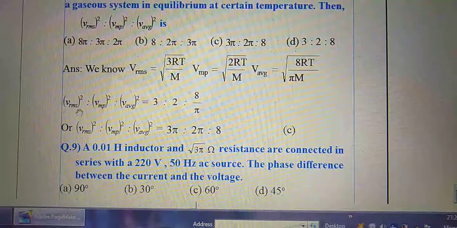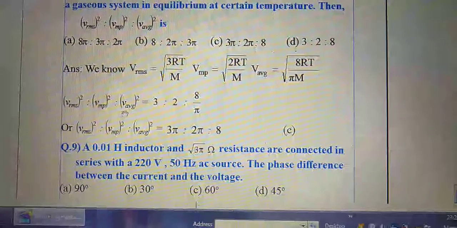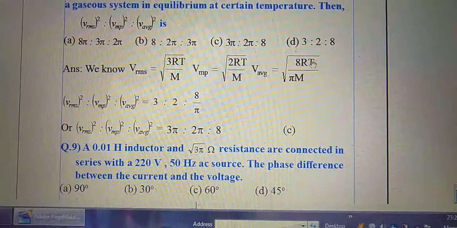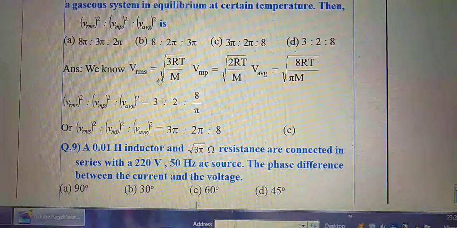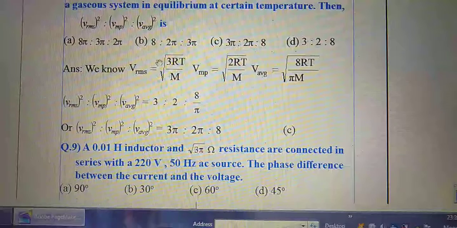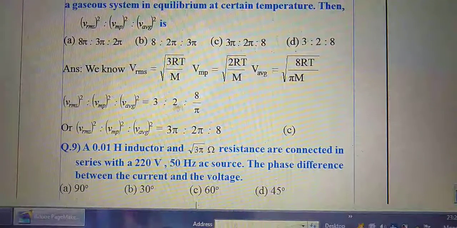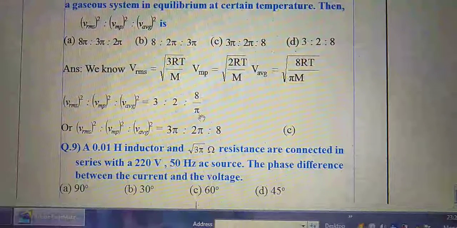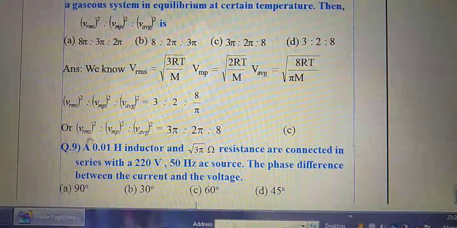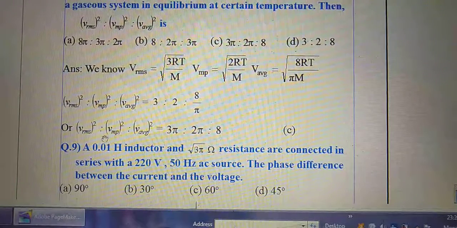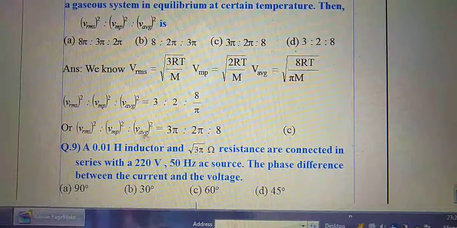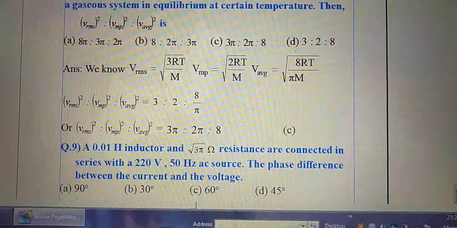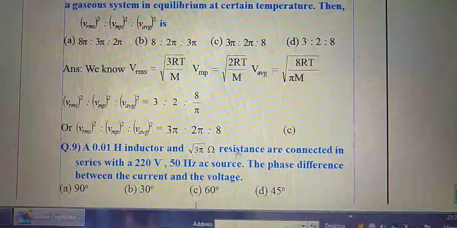Then V RMS square is to V MP square is to V average square equal to RT by M, RT by M, RT by M cancel out. So how much you got? 3 is to 2 is to 8 by pi, or now ratio form, that is V RMS square is to V MP square is to V average square equal to 3 pi is to 2 pi is to 8. The right option is C.